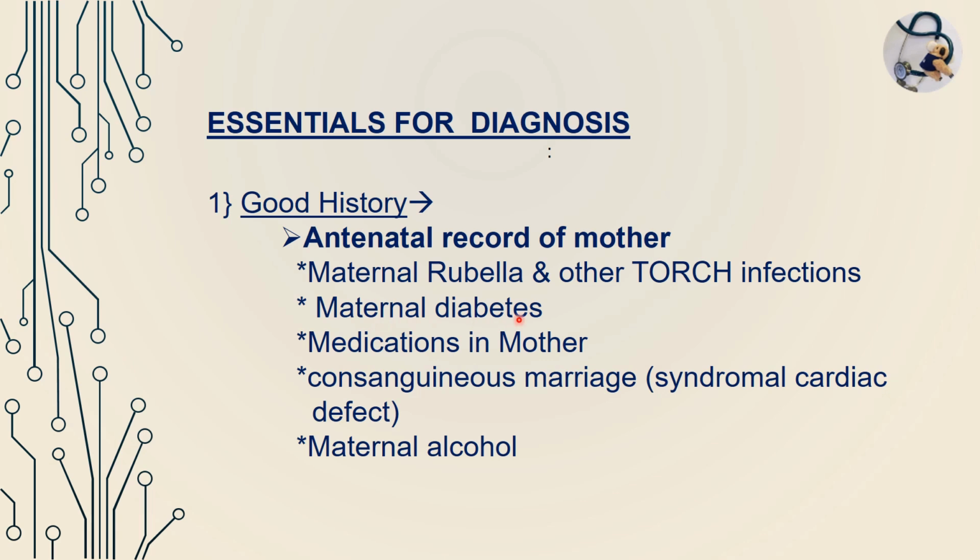If the mother has diabetes during pregnancy, or takes certain medications, teratogenic drugs, then there is a high chance of the baby having congenital heart disease. If there is a consanguineous marriage, then there is a high chance of autosomal recessive disorders occurring in a child, where again congenital heart disease is commonly associated with those syndromes. And if the mother is exposed to alcohol, or is smoking, in all these conditions, you have to take a good antenatal history regarding the mother.